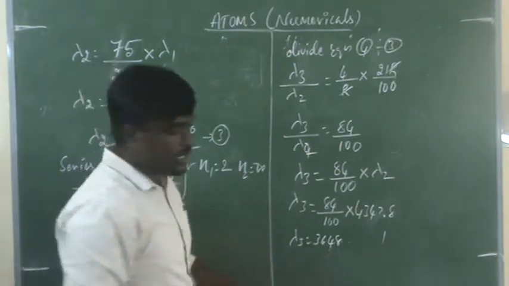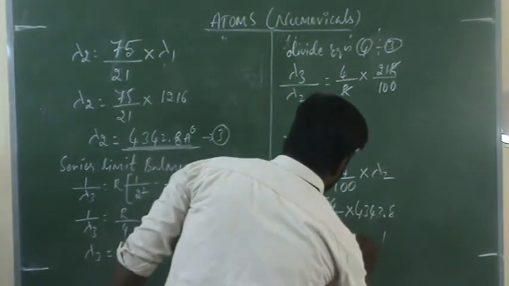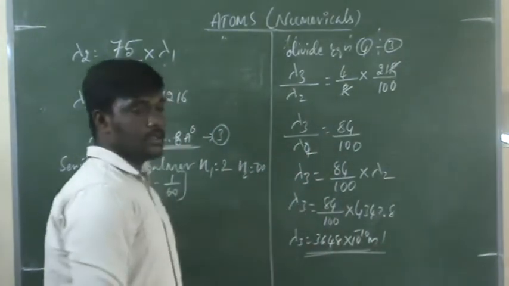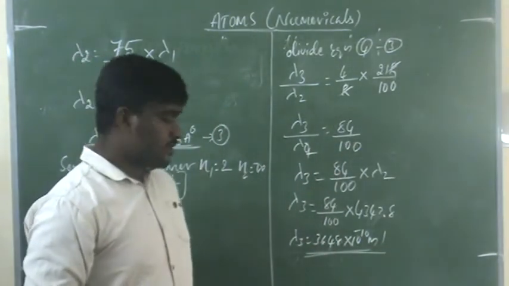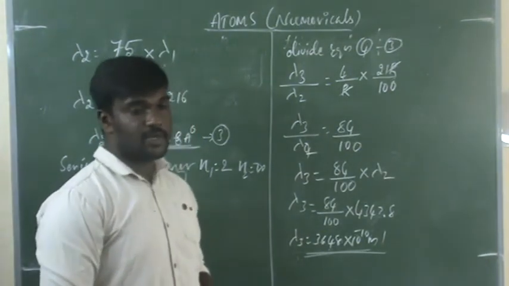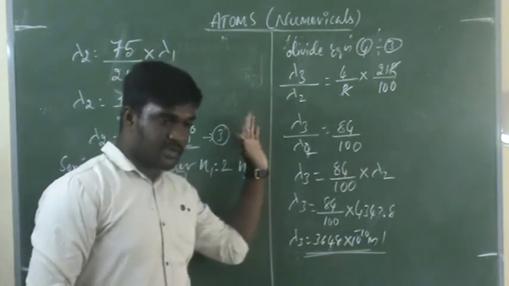3648 into 10 to the power of minus 10 meters. Clear? This is the wavelength of the third member of Balmer series limit. Clear? Can we quickly recall?